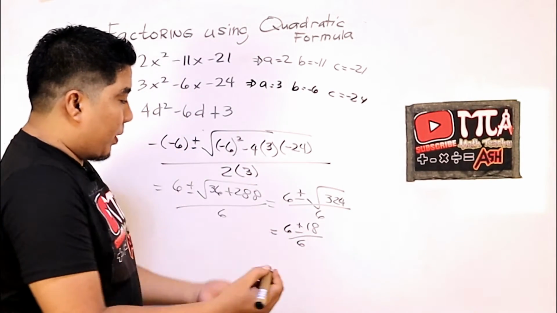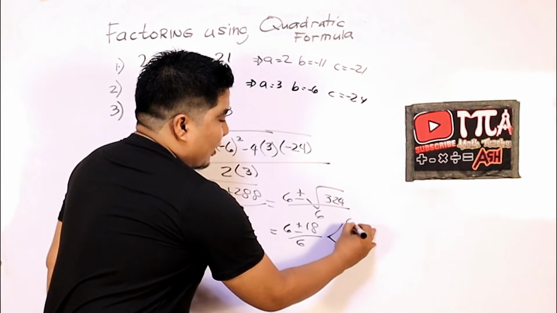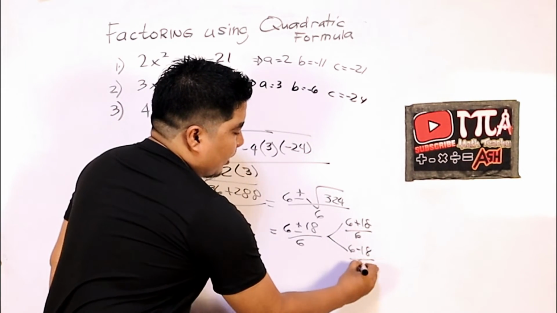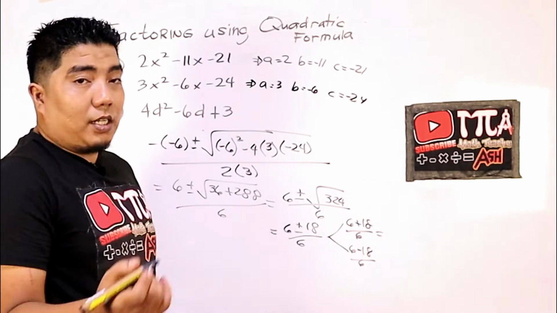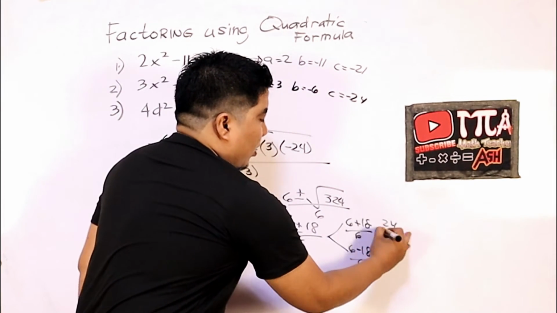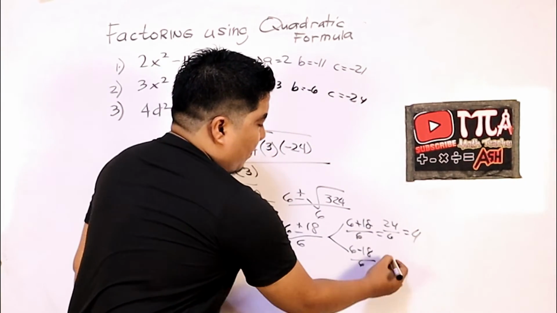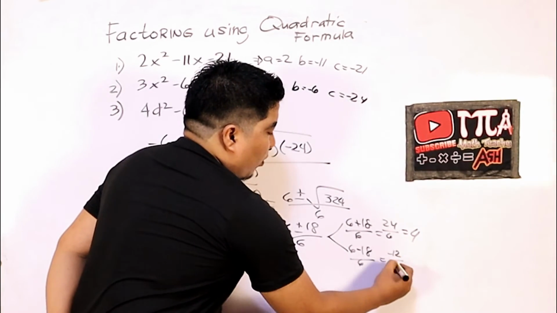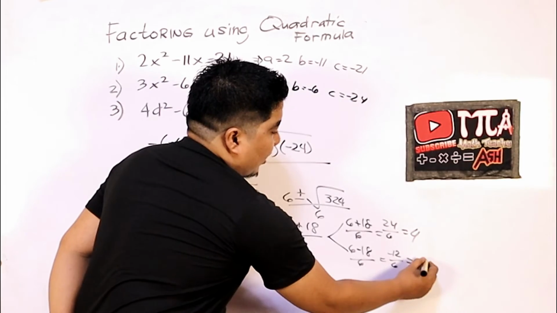And then we solve this separately. So we have 6 plus 18 over 6, and we have 6 minus 18 over 6. So 6 plus 18 is 24, divided by 6, and the answer is 4. 6 minus 18 is negative 12, so negative 12 over 6 is negative 2.